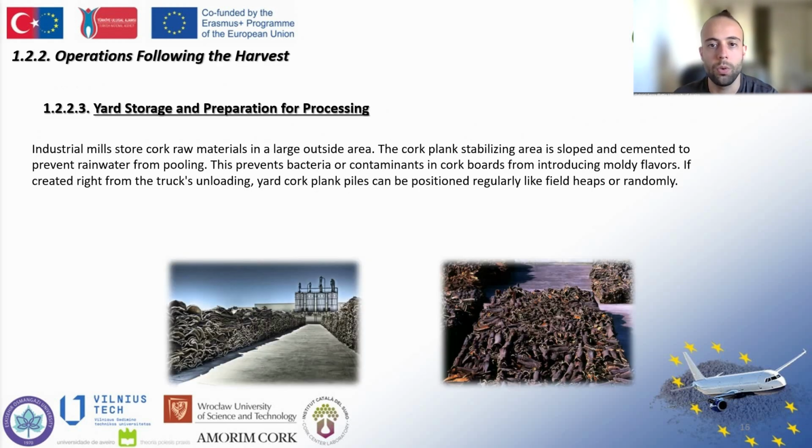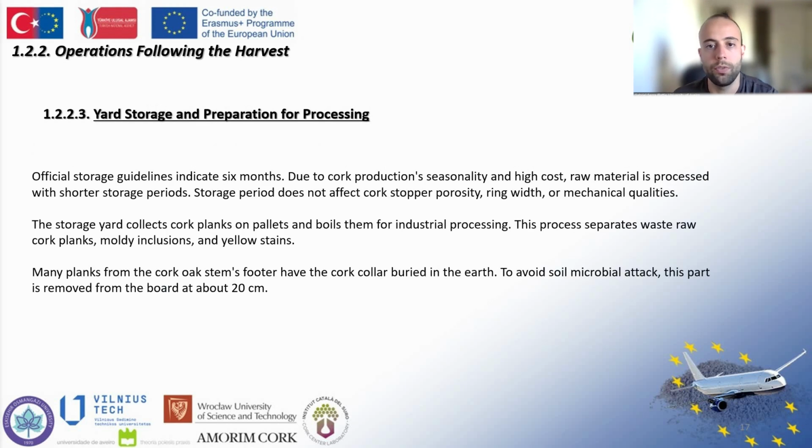Industrial mills store cork raw materials outdoors in a sloped and cemented area to prevent rainwater from pooling and contaminating the cork. The piles of cork planks can be positioned regularly or randomly, depending on how they are unloaded from the truck. The planks are stored for at least 6 months, but due to production seasonality and cost, processing occurs with shorter storage periods. Then the planks are collected, boiled, and sorted to remove waste, mold, and stains.